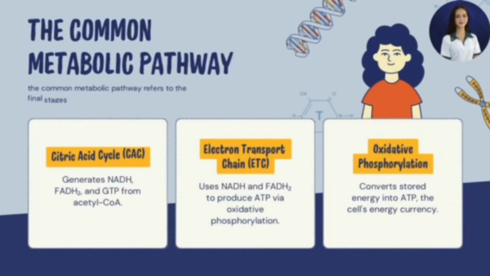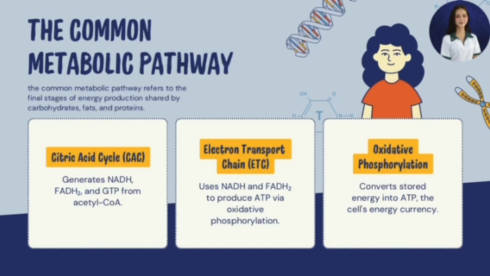The common metabolic pathway. The common metabolic pathway refers to the final stages of energy production shared by carbohydrates, fats, and proteins. We have three different common metabolic pathways. First, we have the citric acid cycle, which generates NADH, FADH2, and GTP from acetyl CoA, or acetyl coenzyme A.